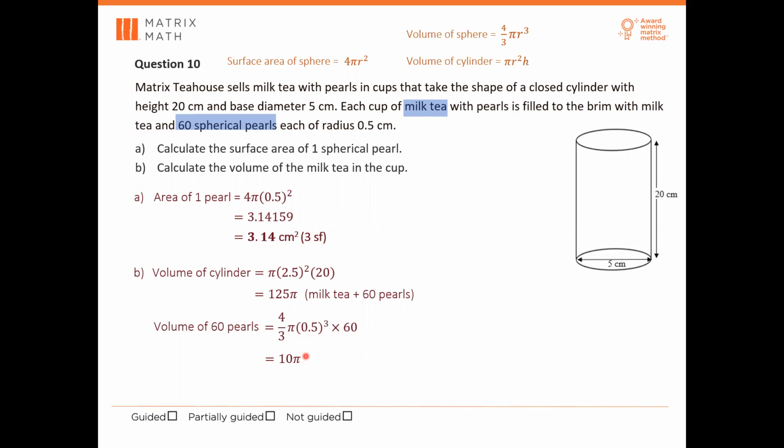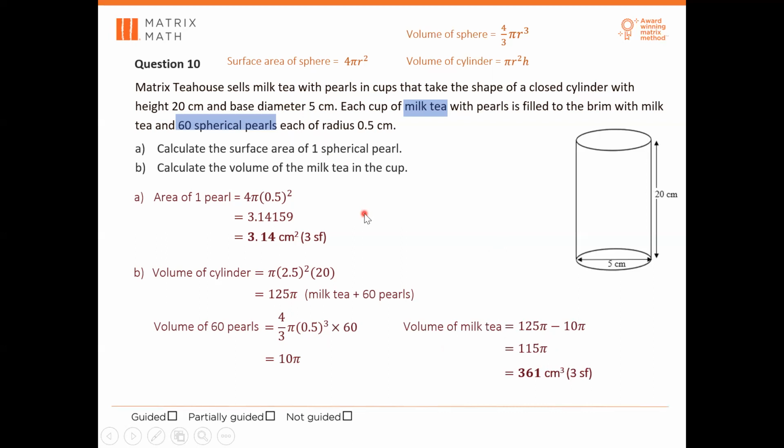Moving on, once I have the volume of the 60 pearls, can you see now with these two values, I can now find the milk tea alone, the volume of the milk tea alone, which is what the question requires. So simply take the whole cylinder volume minus the volume of the 60 pearls. And you should get 361 after you round off to 3SF.